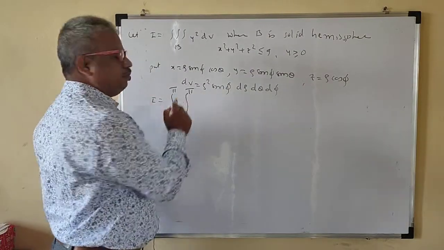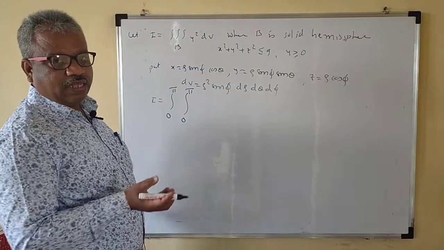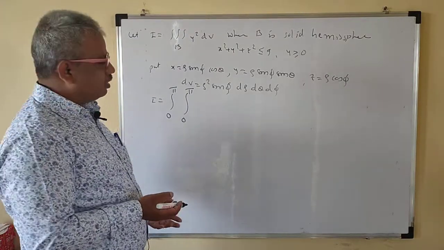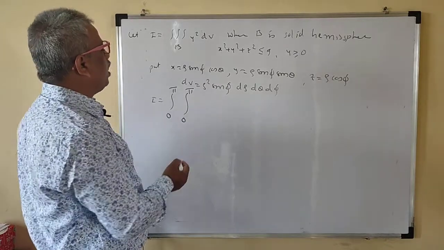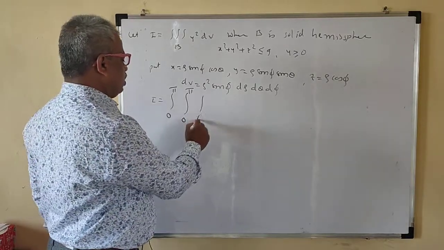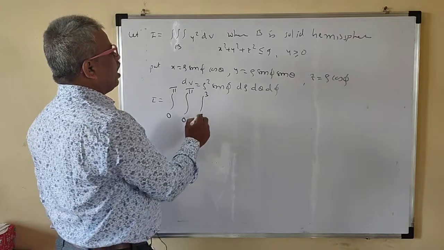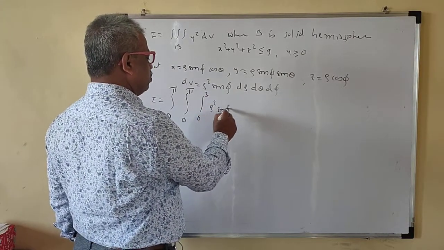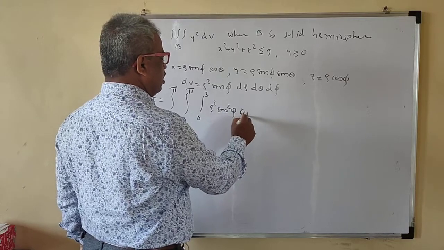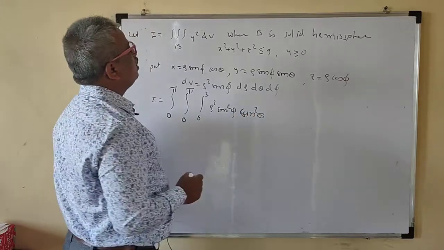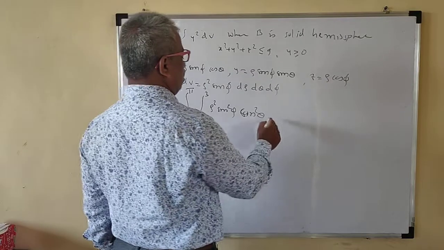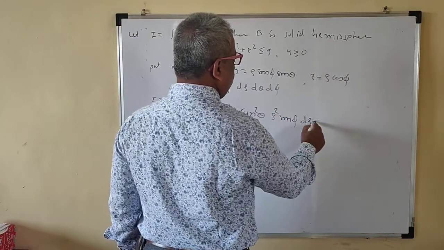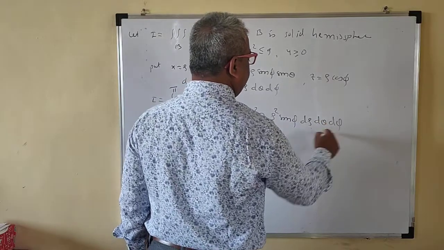Again, this is not full. We have taken the half upper part of the x-axis, so this is 0 to pi, and your radius is no problem, this is 0 to 3. Y square is rho square sin square phi sin square theta, and dv is again rho square sin phi d rho d theta d phi.